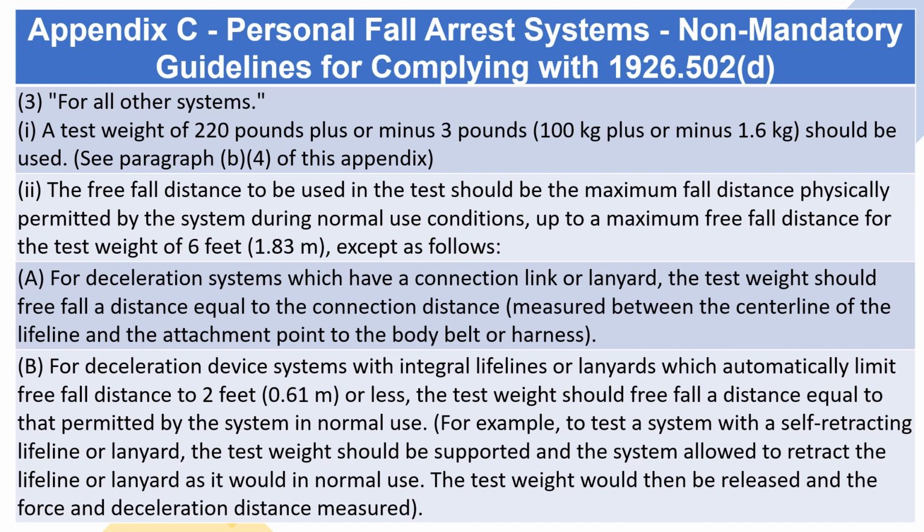A. For deceleration systems which have a connection link or lanyard, the test weight should free fall a distance equal to the connection distance, measured between the centerline of the lifeline and the attachment point to the body belt or harness. B. For deceleration device systems with integral lifelines or lanyards which automatically limit free fall distance to 2 feet (0.61 meters) or less, the test weight should free fall a distance equal to that permitted by the system in normal use. For example, to test a system with a self-retracting lifeline or lanyard, the test weight should be supported and the system allowed to retract the lifeline or lanyard as it would in normal use. The test weight would then be released and the force and deceleration distance measured.